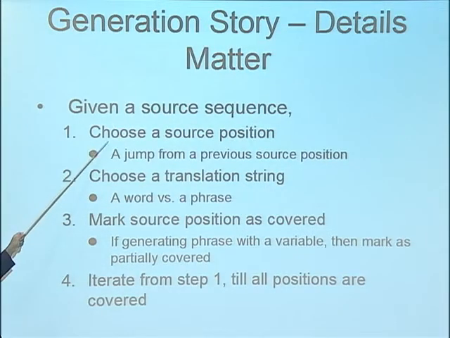We'll still choose a source position, but we need to know what the jump is from the previous source position, right? We'll choose a translation string, but here we need to know whether we are producing a word or a phrase, right? Whereas normal phrase decoders, they're impervious to this. Then we mark the source position as being covered, but if you're generating a phrase with a variable, then you can't mark it being covered until you've generated all of it. You have to mark it partially covered, and then when you generate the entire thing, then you can mark it completely covered. And then we iterate.